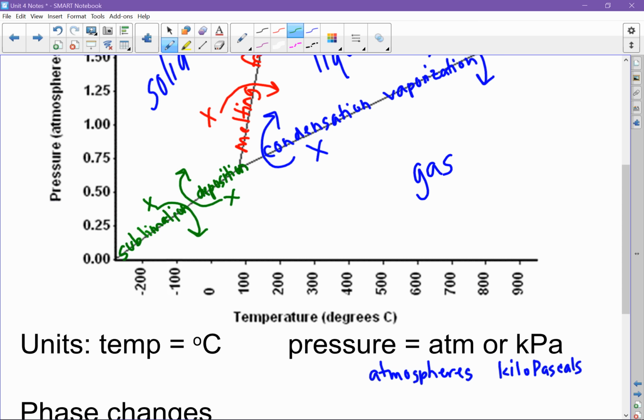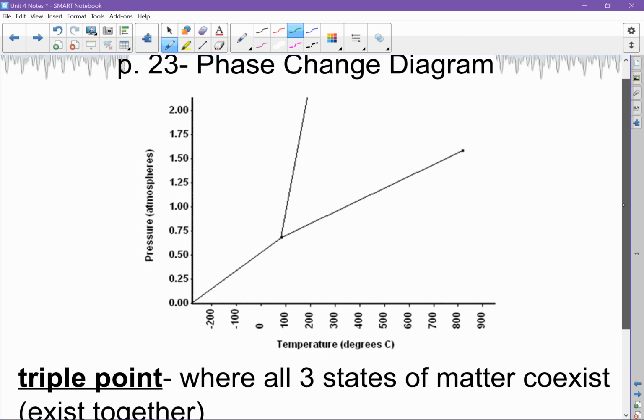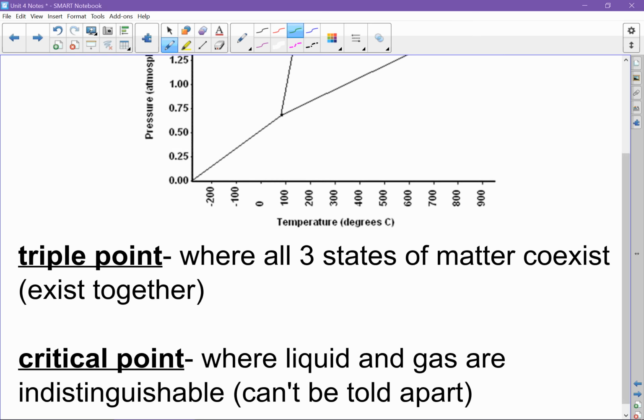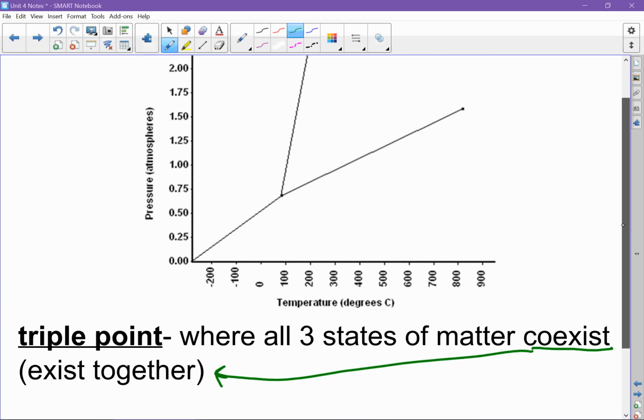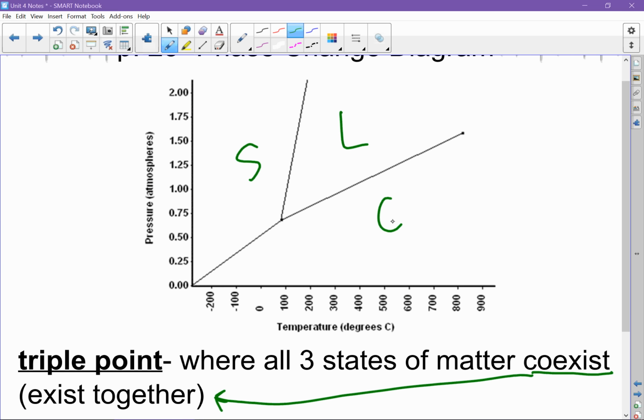Okay, there's a couple other important parts on this graph. You also need to know what's called the triple point. That's where all three states of matter coexist. Coexist just means that they exist together. So if I wanted to see, here's my slug, where do I have a little bit of all of them? That is right here in the center. That is the triple point. What that means is at that temperature and pressure, if I had a container, there would be a little bit of solid, a little bit of liquid, and a little bit of gas in it.